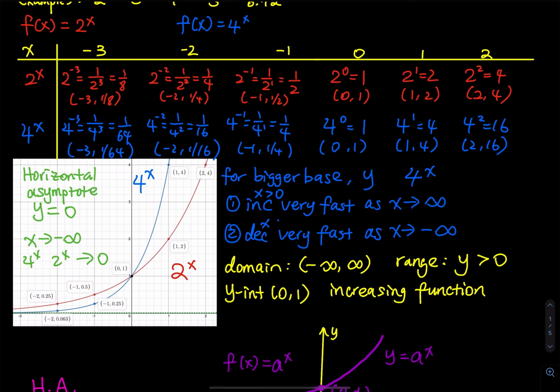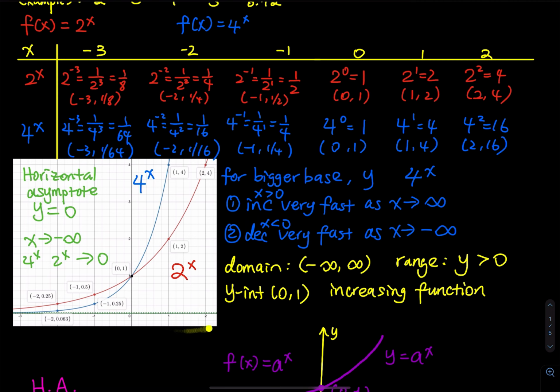How about when x is less than 0? When x is less than 0, on the left-hand side of the y-axis, do you see that the blue function decreases so much faster compared to the red function as x goes to negative infinity? And then for both functions, the domain is all real numbers. You are choosing an exponent. You can choose whatever you want, positive, negative, and 0. The range for both functions is above the x-axis, so that means y is greater than 0. There is no y equals 0, because y equals 0 is a horizontal asymptote, and they both have 0, 1 as the y-intercept, and they are both increasing functions.